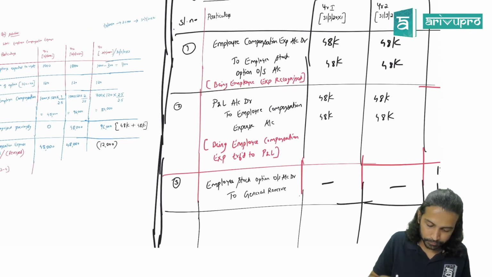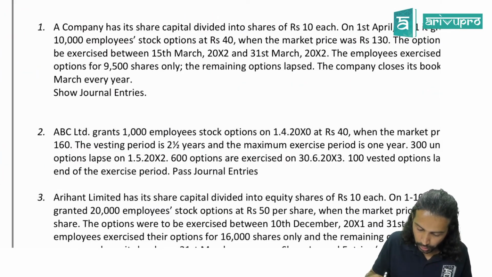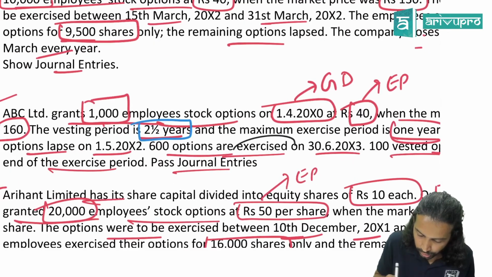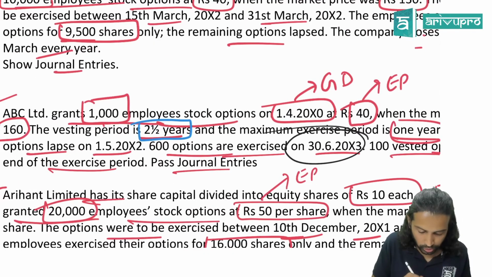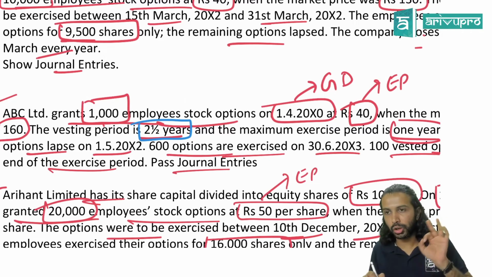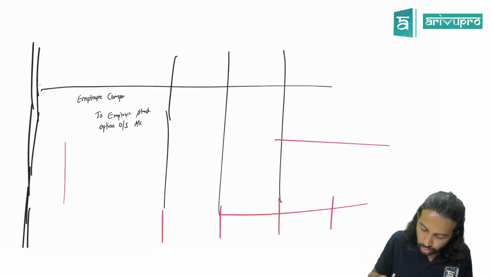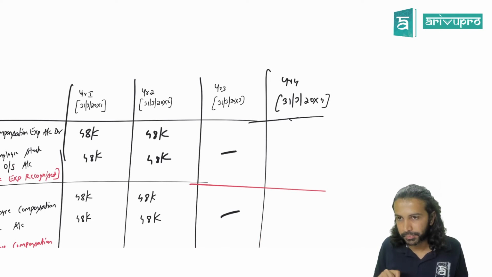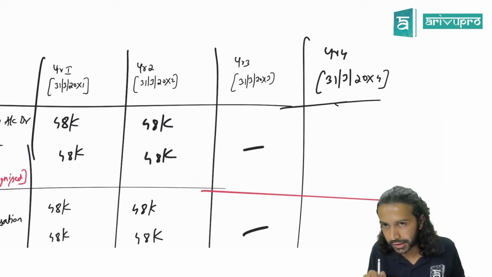Then what happened? Come to the problem. Finally, 600 options got exercised. On which date? 30th June 20x3. 30th June 20x3 means third year or next year? Year 4. That means I have to pass the year 4 entry.